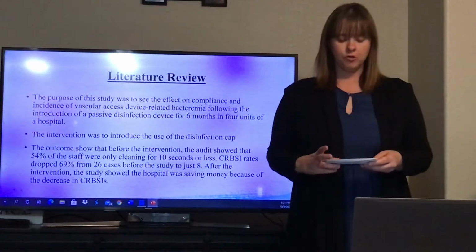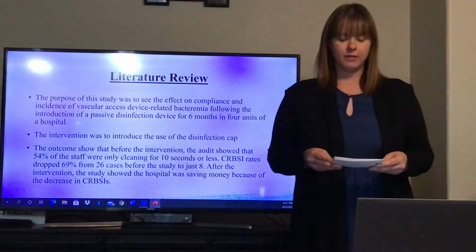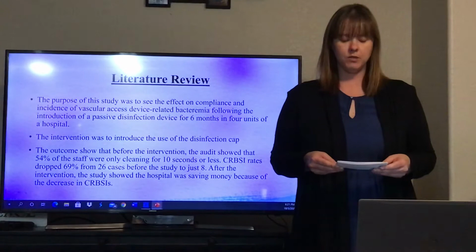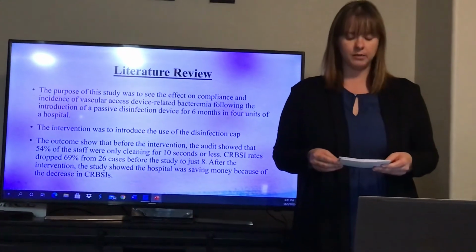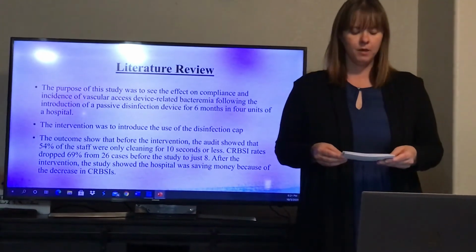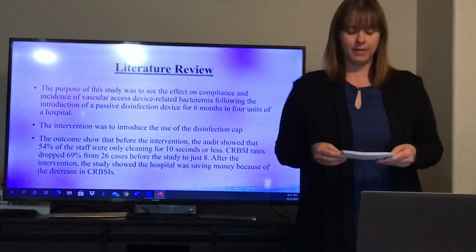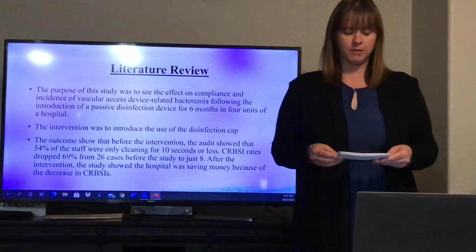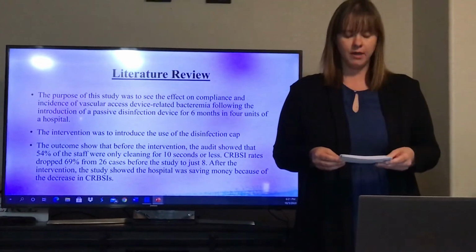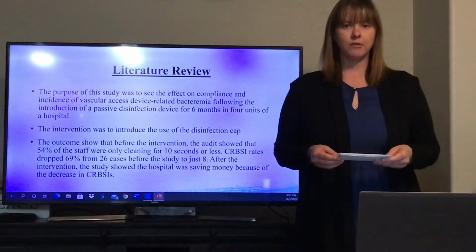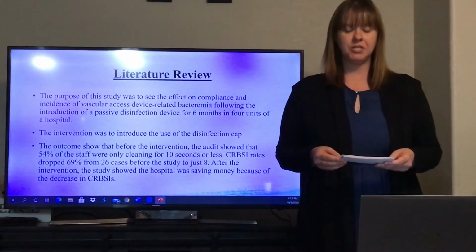The first literature review is about a study using disinfectant caps. The purpose of the study was to see the effect on compliance and incidence of vascular access device-related bacteria. Following the introduction of the passive disinfectant device for 6 months in 4 units of the hospital, they introduced the disinfectant caps to high-risk units, including oncology and ICU.